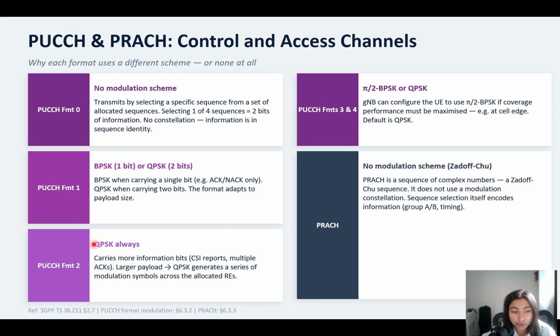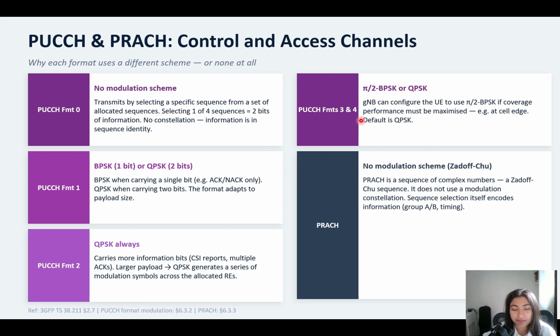Now format 2 always uses QPSK. It carries larger payloads. It carries the channel state information, the CSI, and multiple HARQ acknowledgements. So it produces a series of QPSK symbols across the allocated resources. Then format 3 and 4 always give the gNB a choice. It can configure the UE to use pi by 2 BPSK or QPSK. If the UE is at cell edge, then it will use pi by 2 BPSK, since coverage is the highest priority there. Otherwise, it uses QPSK.